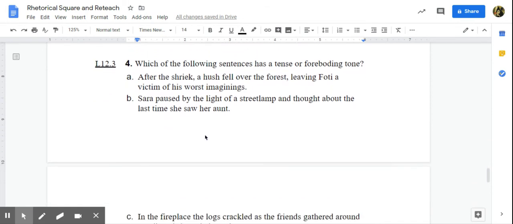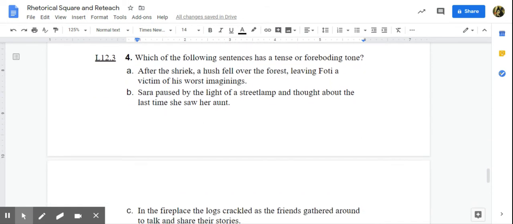And then finally, for the last one, which of the following sentences has a tense or foreboding tone? Tense just means kind of like on your edge. Foreboding is like when you're watching a horror movie and you know Pennywise is about to jump out at you, but the character doesn't know it and you still haven't seen it. That's a foreboding tone. You know something's going to happen, it's right there, but it's not quite there yet. So it's either very tense or foreboding. Which one of these answers best shows that tone?